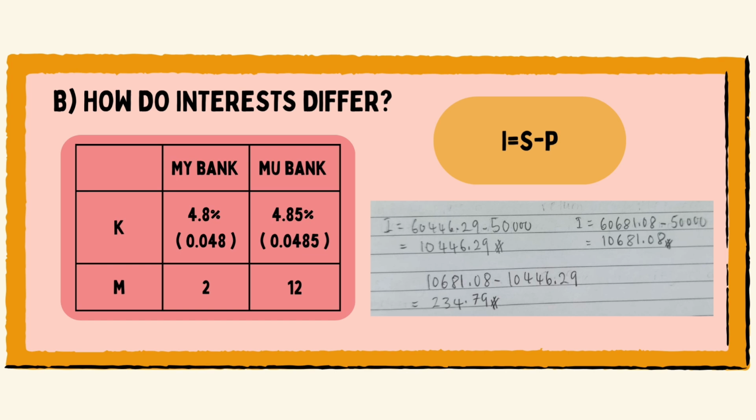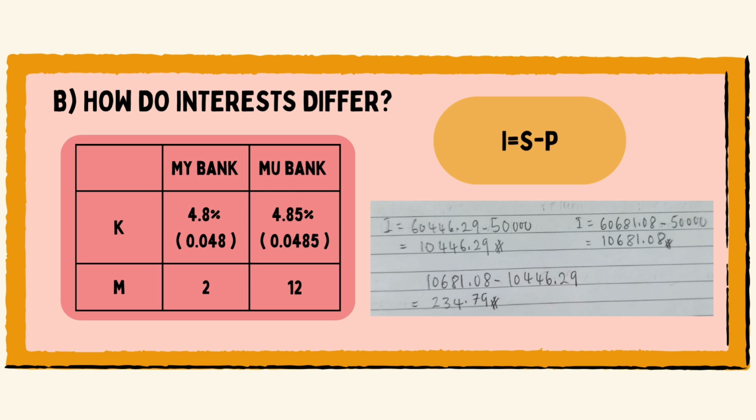For MU Bank, interest earned: 60,681 ringgit and 8 cents minus 50,000 ringgit, and the answer is 10,681 ringgit and 8 cents. The interest earned from MY Bank is 10,446 ringgit and 29 cents, while the interest earned from MU Bank is 10,681 ringgit and 8 cents.